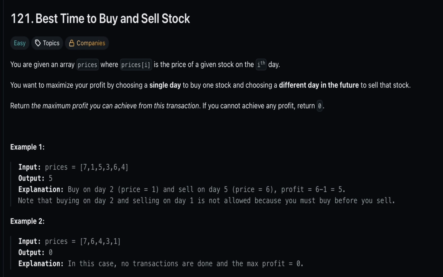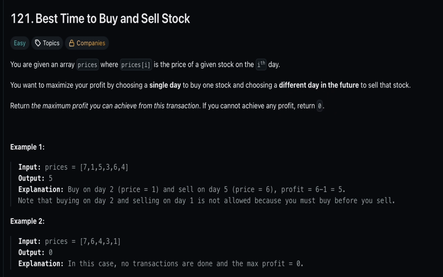Hello guys, so today we have this question, best time to buy and sell stock. In this question we are given an array which contains the prices of a stock on every day. You have to maximize your profit by choosing a single day to buy one stock and a different day in the future to sell that stock, and return the maximum profit. Or if you don't get any profit, you just return zero. So this is the question.